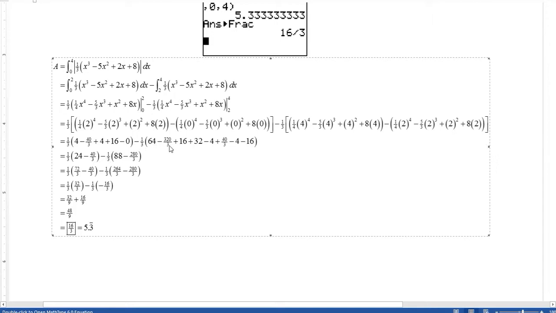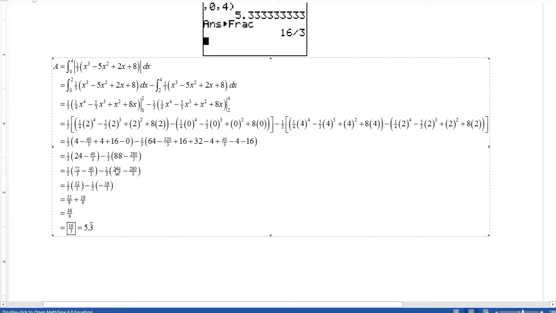Here we get 64 plus 16 is 80, plus, well, actually the 16s just cancel. Let's do that. And let's see. So this is 80, 64 and 32 is 96. Minus 4 is 92. Minus 4 more is 88. Okay, that looks good. And to get a common denominator here, multiply by 3 over 3, so 72 over 3.